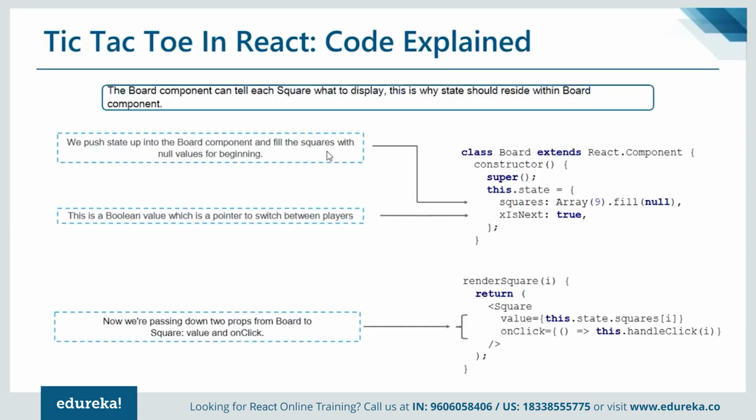Then we push state into the board component and fill the squares with null values in the beginning. So basically we have created a component with the name board, and we are passing down two props from board to square: value and onClick.